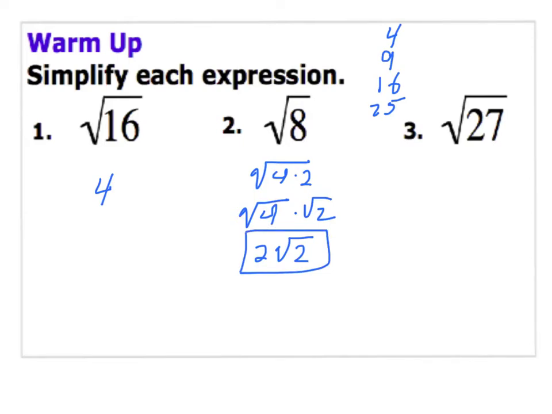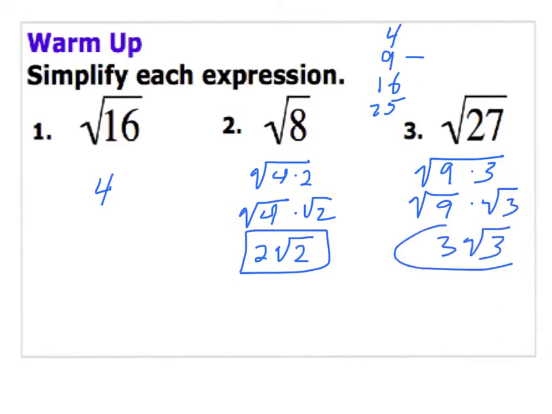Let's review one more here. You have 27. What's the largest perfect square that goes into 27? Well, you can play with your calculator and try to figure it out, or you may know it's 9 right here. So it's going to be the square root of 9 times 3. And of course, the square root of 9 times the square root of 3 will give you 3 times the square root of 3. All right, so that's enough review for today. Let's get into the lesson.